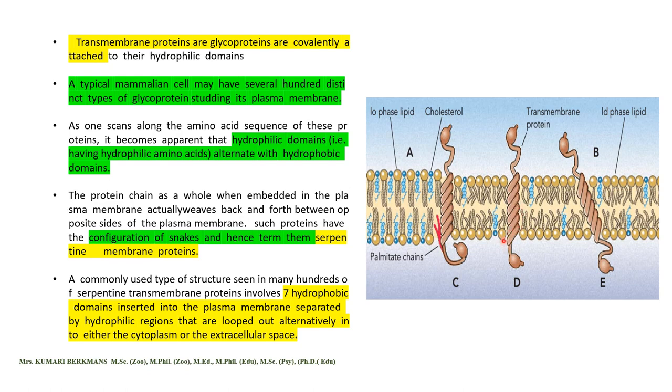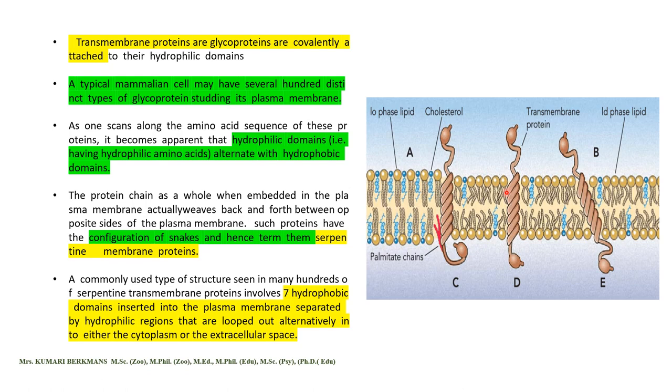Okay, and if you see this, the hydrophilic domain has hydrophilic amino acids, alternating with the hydrophobic domain. These two are hydrophilic, which contain hydrophilic amino acids, and this is hydrophobic. Now the protein chain as a whole, embedded in the plasma membrane, actually weaves back and forth between the opposite sides of the plasma membrane. Such proteins have the configuration of snakes.